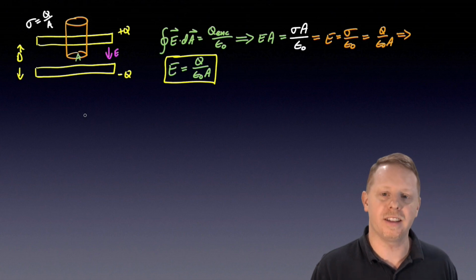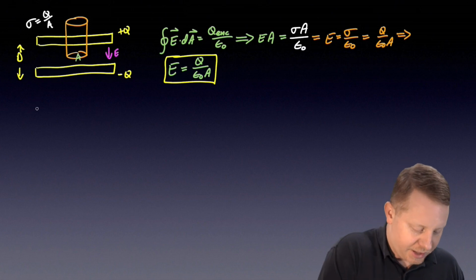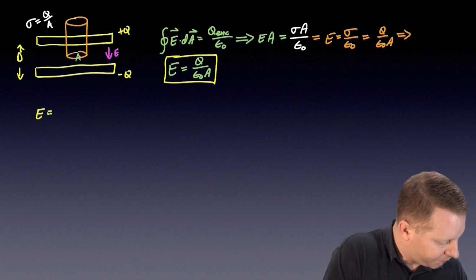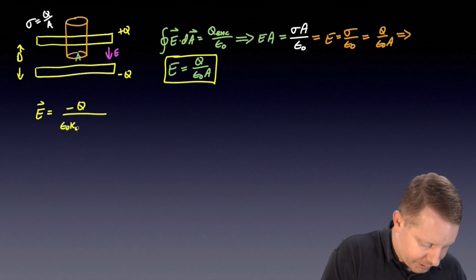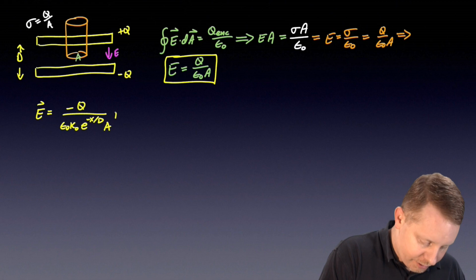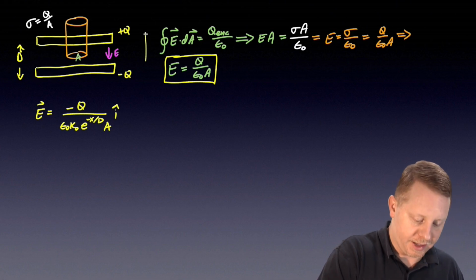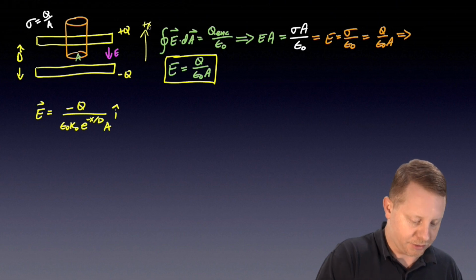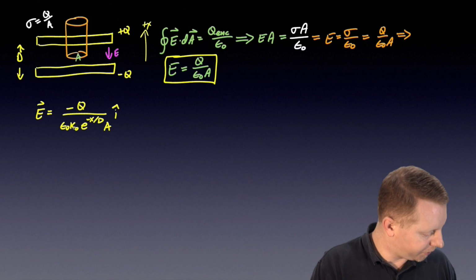The dielectric constant changes as you go from one plate to the other. And as a result, it tells you that the electric field is given by this formula: minus Q over epsilon naught kappa naught e to the minus x over d times the area, all in the direction of the unit vector i hat. It looks like we're defining this as our plus x direction. And it tells us kappa naught is a positive constant.